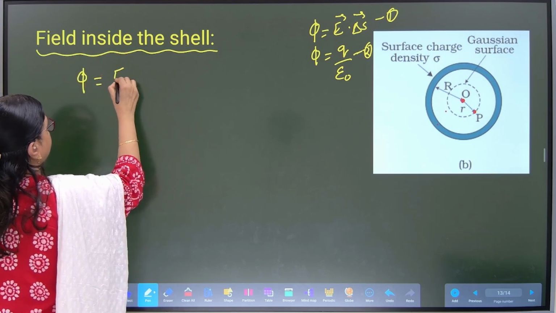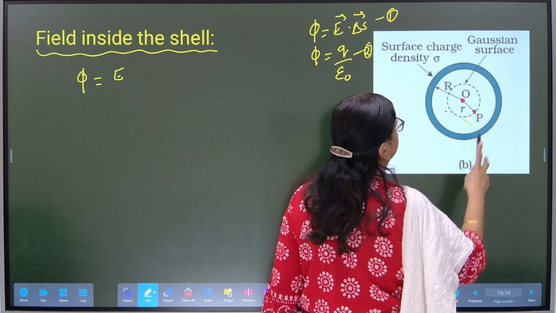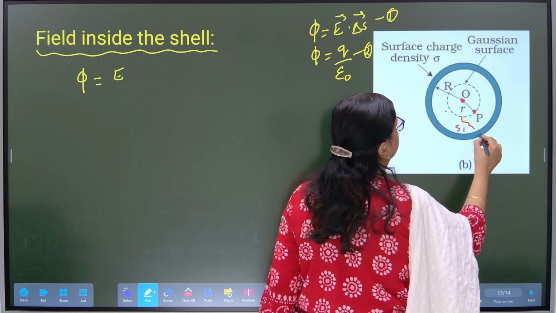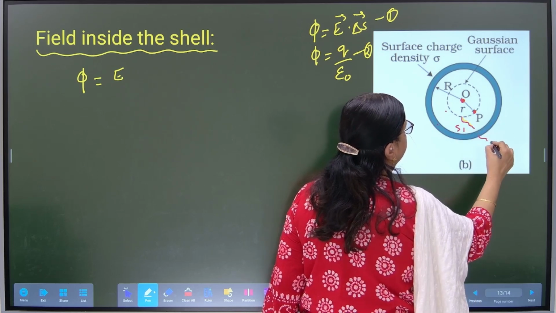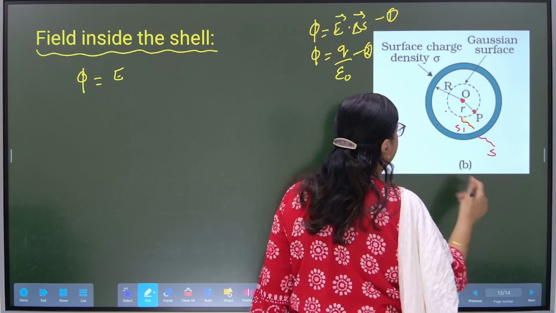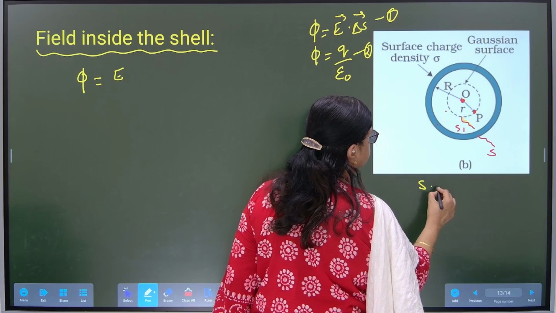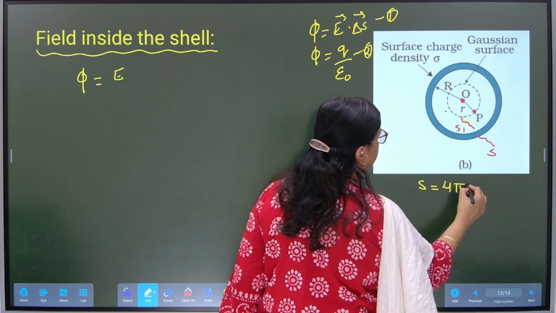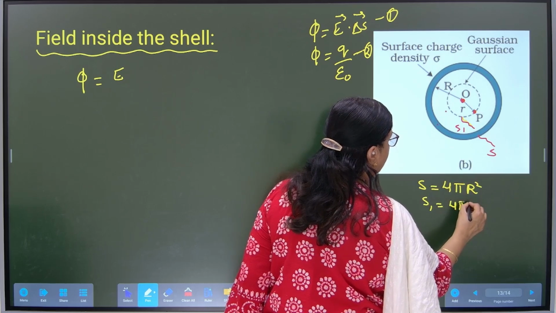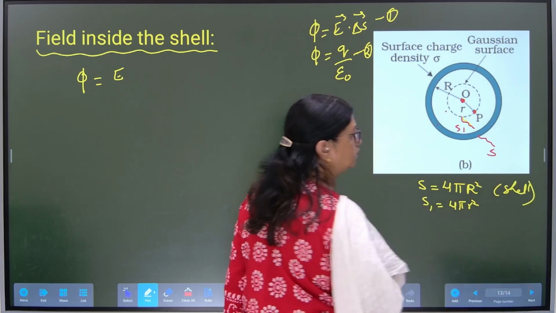Okay, so E, as written previously, this is S1, that is the surface area of the Gaussian surface. S is the surface area of the shell itself. Let us write what is S1 and what is S. S is equal to 4 pi R square of the shell. S1 is equal to 4 pi r square of the Gaussian surface. This is of the shell. The other one will be of the Gaussian surface.